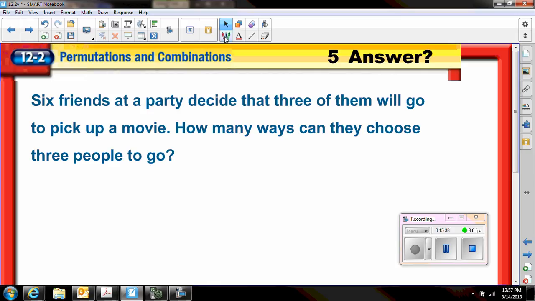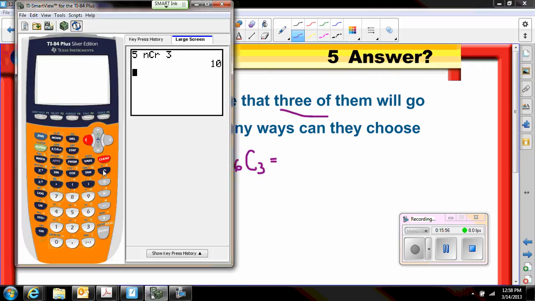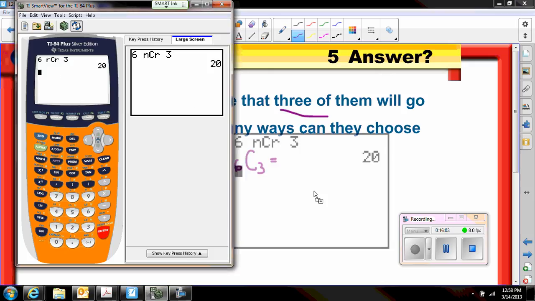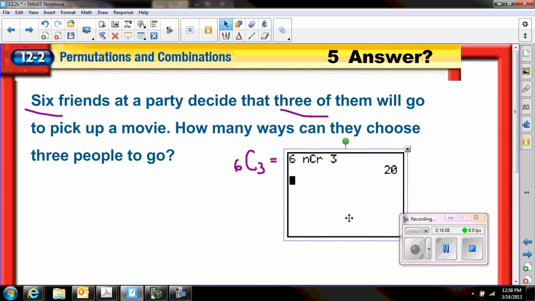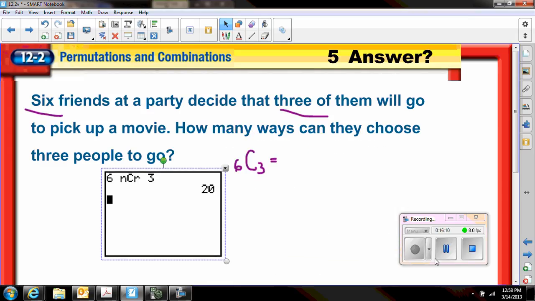Let's try another one. 6 friends at a party decide that 3 of them will go pick up a movie. How many ways can they choose the 3 people to go? Again, order does not matter. Because order doesn't matter, this becomes a combination. 6 total people. We're choosing 3 of them. So I have 6 choose 3. And 6 choose 3 gives me an answer of 20. So there are 20 different ways I can group these 6 people together to go pick up the movie.